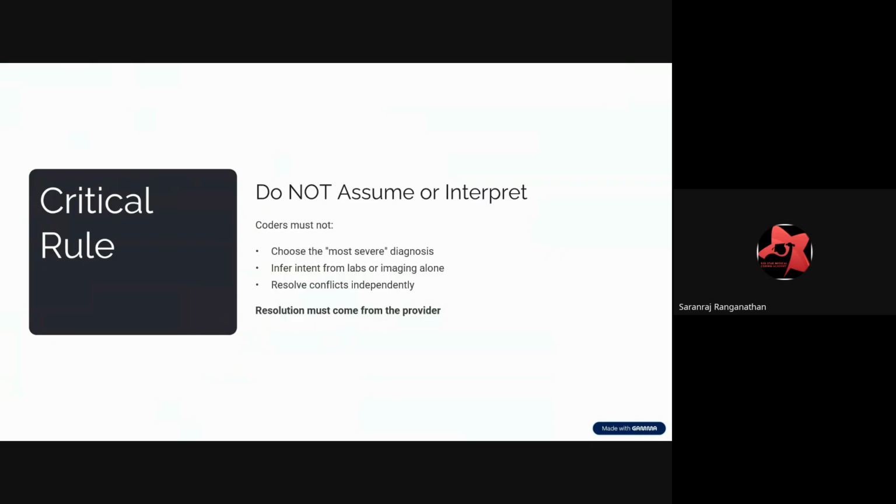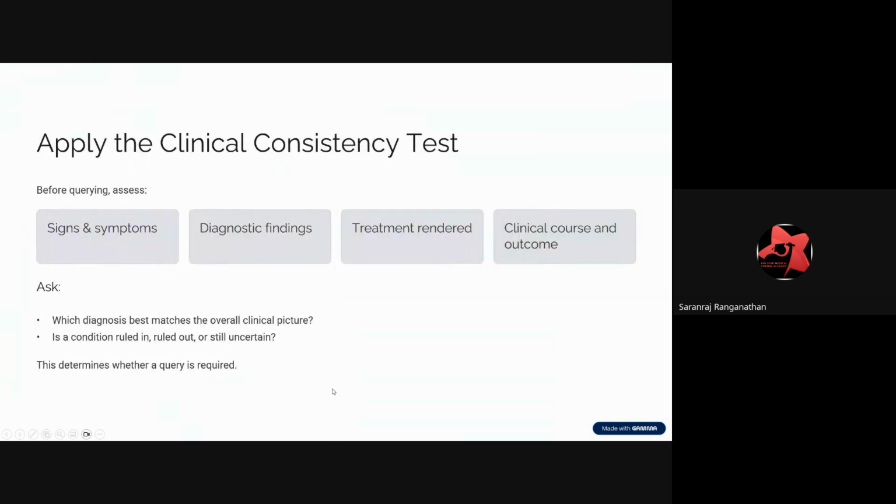So always give preference to documentation which is clearly diagnosed, assessed, and processed by the physician. By thinking with our own imagination, or by knowing different concepts in different ways and different opinions, we cannot code on our own. That is the very, very critical rule here.